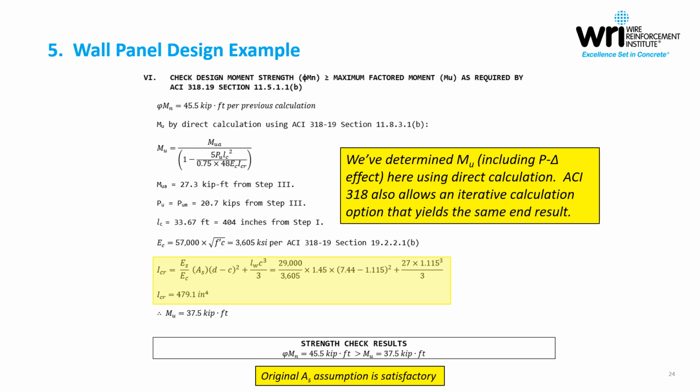So our strength check results: phi M sub n, 45.5, is of course greater than 37.5. Our original A sub s assumption is satisfactory. We assumed 1.25 square inches. So this concludes our strength check.